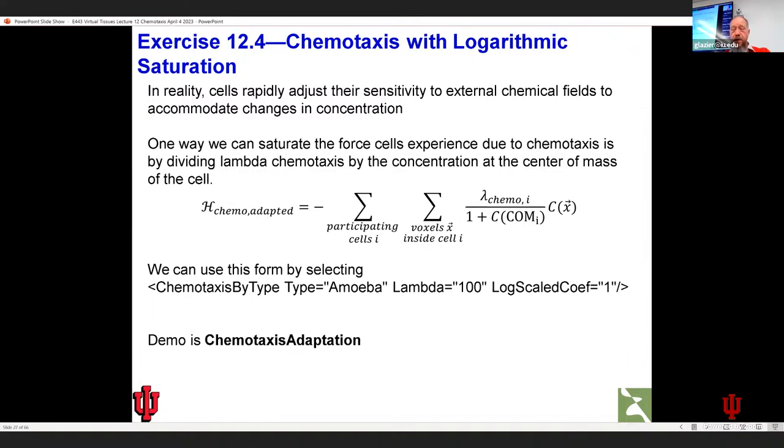So you just have to take your code and add one tag to your chemotaxis specification. And if somebody is willing to show me what they got when they have that working, that would be great.